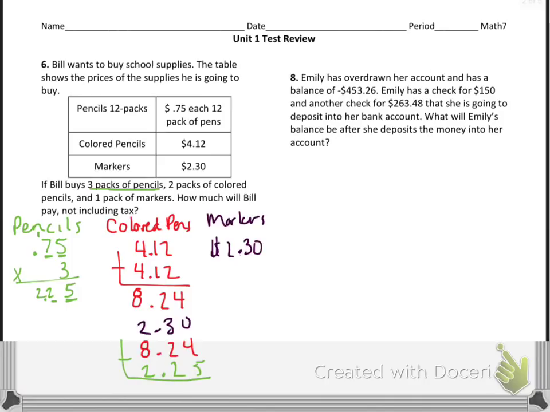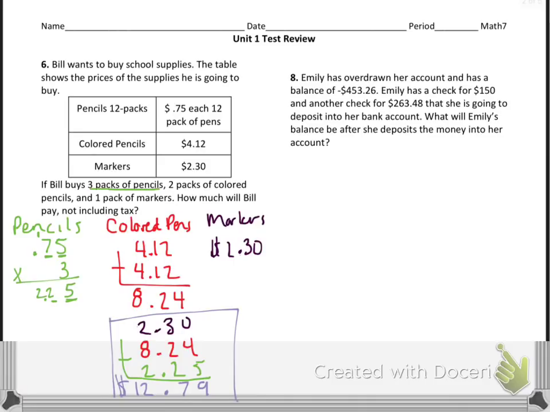Right, so after we add all those together, we get 4 plus 5 is 9. 3 plus 2 plus 2. Let me just put this in a box. 3 plus 2 plus 2 is 7. Bring my decimal point down. 2 plus 2 is 4, plus 8 is 12. He's going to spend $12.79 on school supplies.